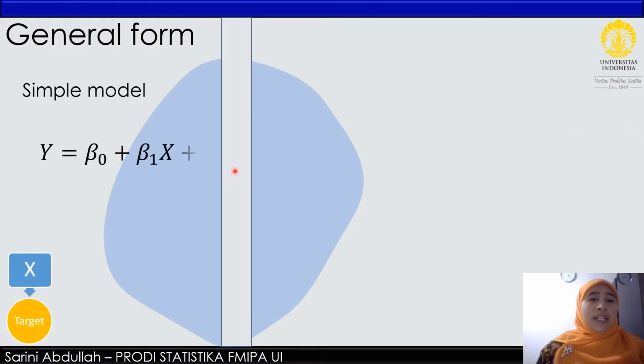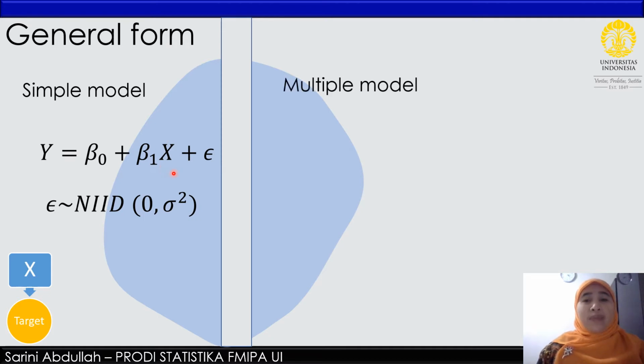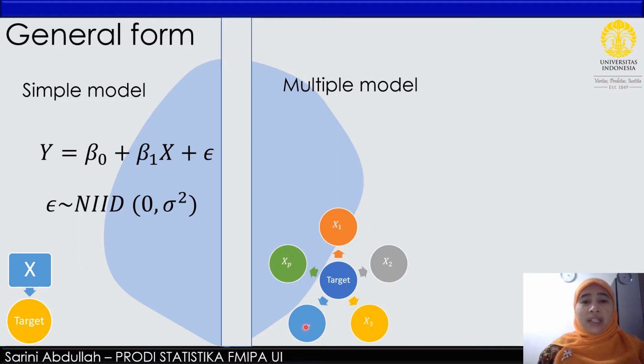While in simple model, the form of the model is just like this, where y is explained by just one predictor variable, that is x. In multiple model, instead of having one, we have several covariates. Let's say we have x1, x2, x3, all the way to xp.